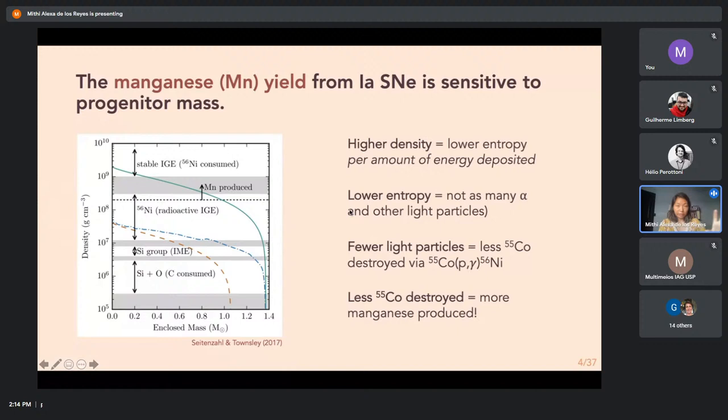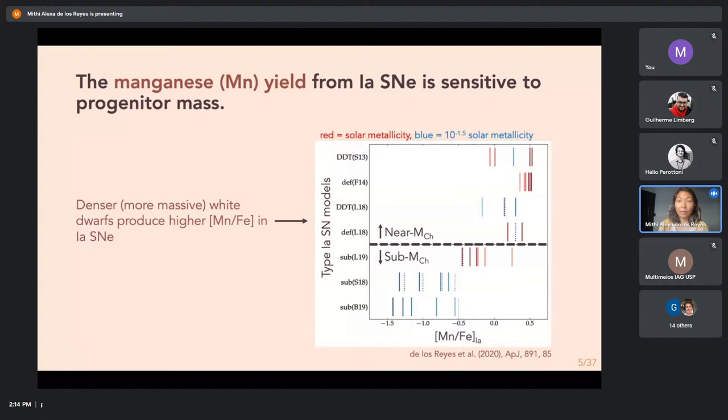And so this is useful because the core density of a white dwarf is actually proportional to the mass of the white dwarf. And so this lets us directly see this effect when we look at theoretical type 1a supernova models. So here I've listed a bunch of theoretical models. And on the x-axis, I'm plotting the amount of manganese produced by these models.